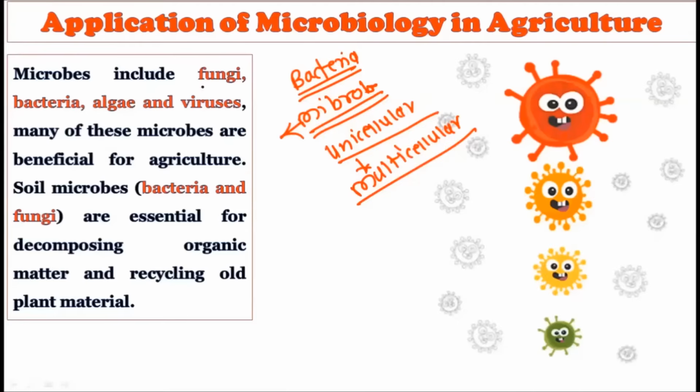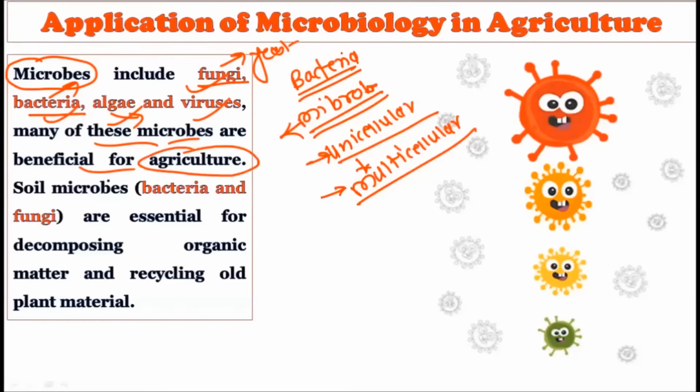So microbes include fungi as well as bacteria, because in fungi we find yeast which is unicellular, right? Then the bacteria, all the bacteria are unicellular. Then the algae, many algae are unicellular algae, right? Many of these microbes are beneficial for agriculture. Fungi are beneficial to agriculture. There are many bacteria which are beneficial to agriculture. There are algae which increase the crop yield. There are some viruses which control diseases in plants. So all these microbes show some or other kind of advantages for agriculture.